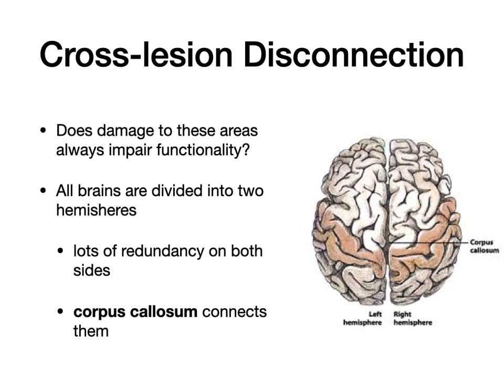So the technique used in these studies is about cross-lesion disconnection. And the idea is trying to get to the question of, does damage to each of these areas that we're interested in always impair functionality?